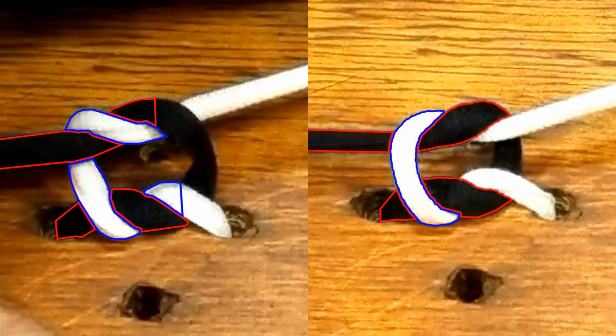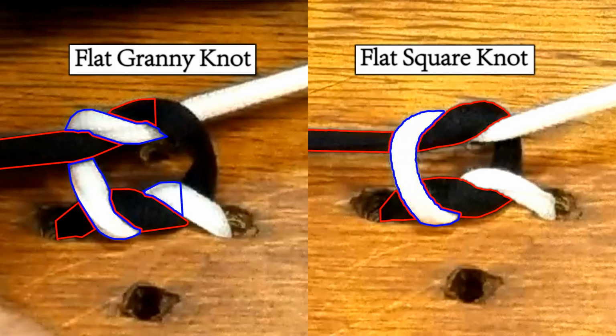Similarly, the white strand forms a loop, and the ends of the black strand exit the knot on opposite sides of this loop. This is in contrast to the square knot, where the black strands exited the knot on the same side of the white loop.